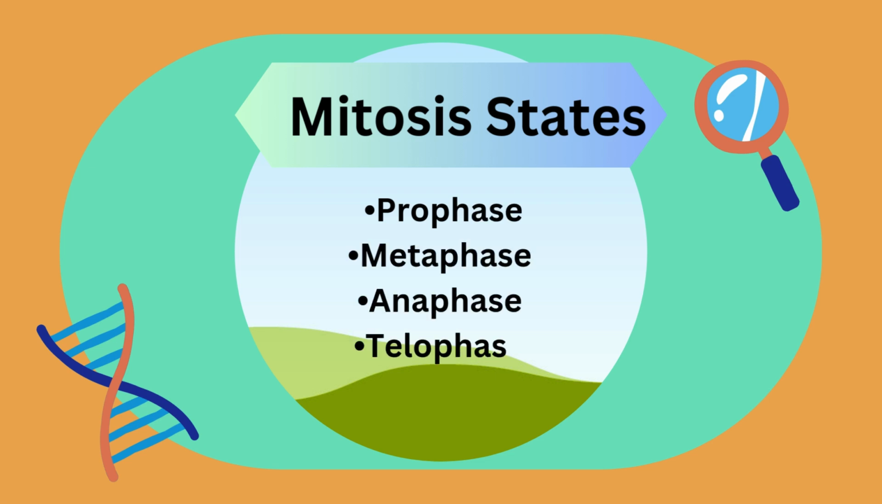Okay, now we have mitosis. Mitosis is the division phase. This is where the cell actually divides into two new cells. In mitosis, it has four steps which are prophase, metaphase, anaphase, and telophase.